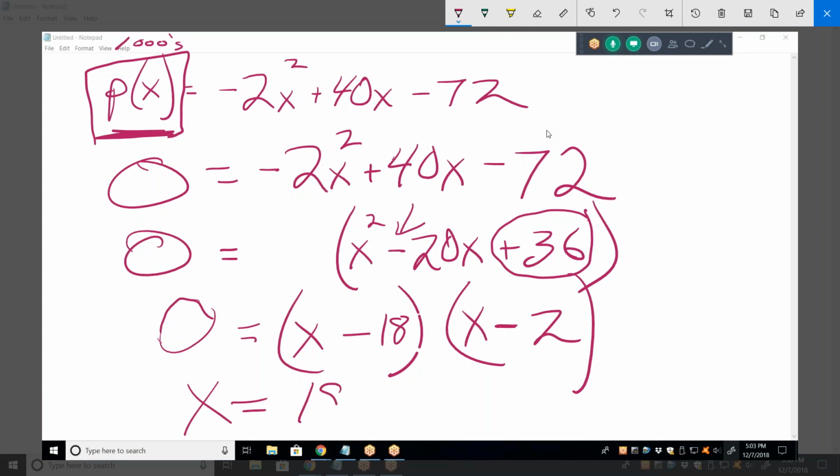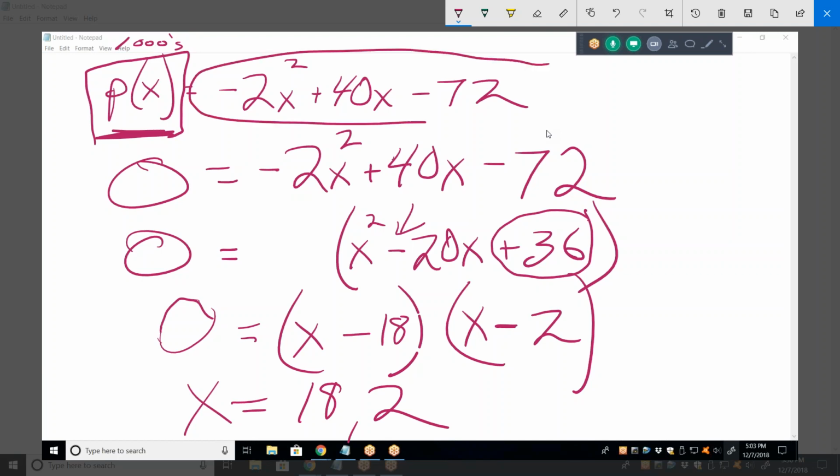18 and 2. Now, if I were to go up to our original equation and plug those in, I would get an answer of 0, regardless of which one I used. So the answer to the problem is 2 degrees Celsius or 18 degrees Celsius. Both of them produce 0 fish.